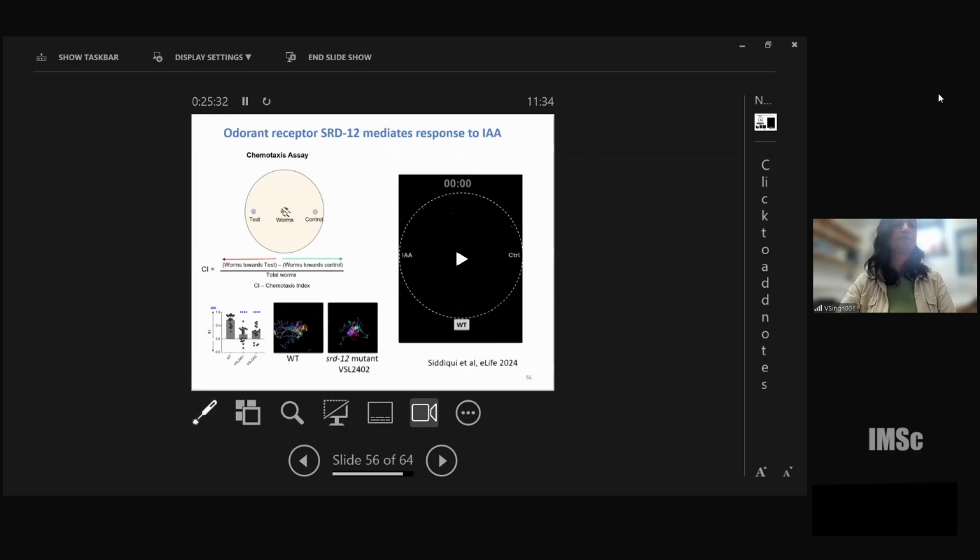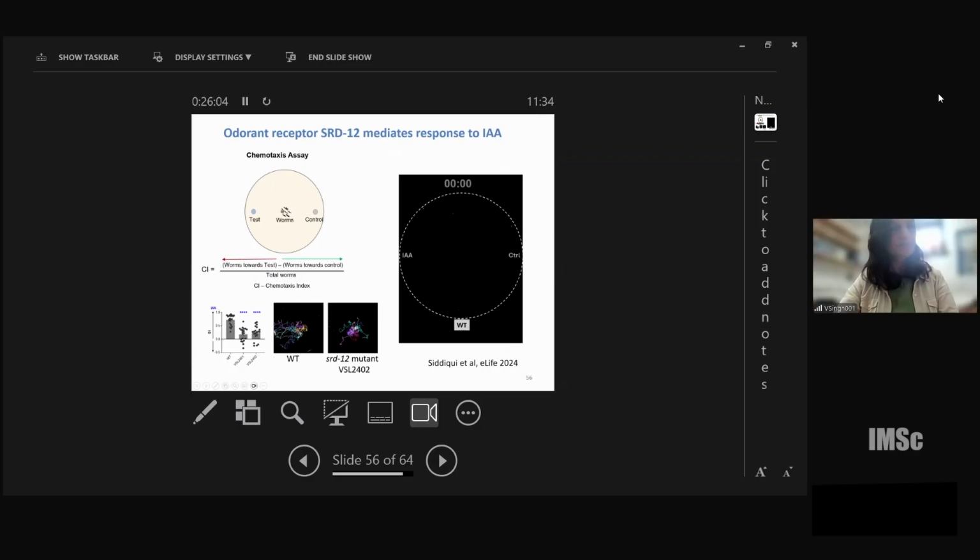And this is just an example of how worms respond to isoamyl alcohol. So this is time in minutes. Within 3 minutes, wild-type worms said, oh, I love isoamyl alcohol. I'm going there. Every one of them went there. However, so this is a trace for how wild-type worms behave when isoamyl alcohol is presented. And this is a trace for one of the SRD12 mutants. And as you can imagine, they're going everywhere but where IAA is. So they think there's no smell present.